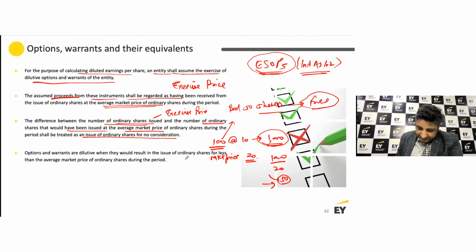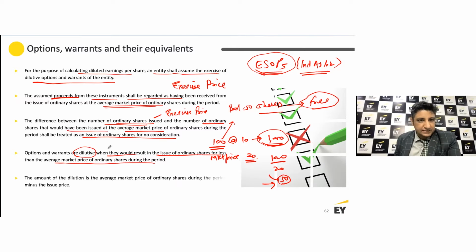So we say that simply, in case the issue of the share is made at less than the average market price, then automatically the dilution impact is going to be considered in this context. And that is where you start looking at the amount of dilution as the average market price less the issue or the exercise price, in case of course of any options or warrants under consideration.